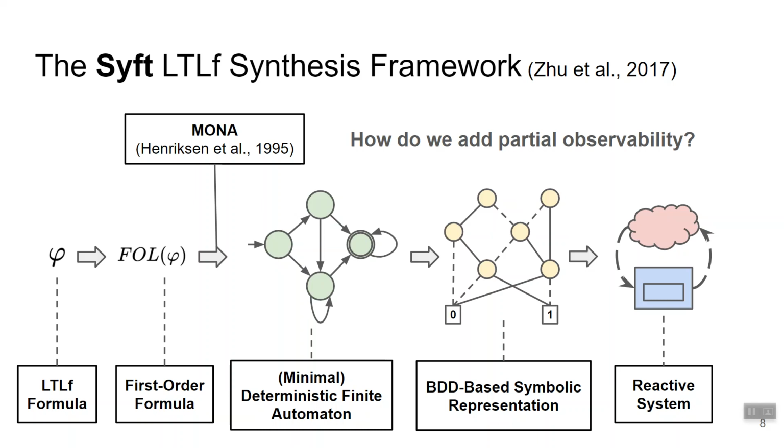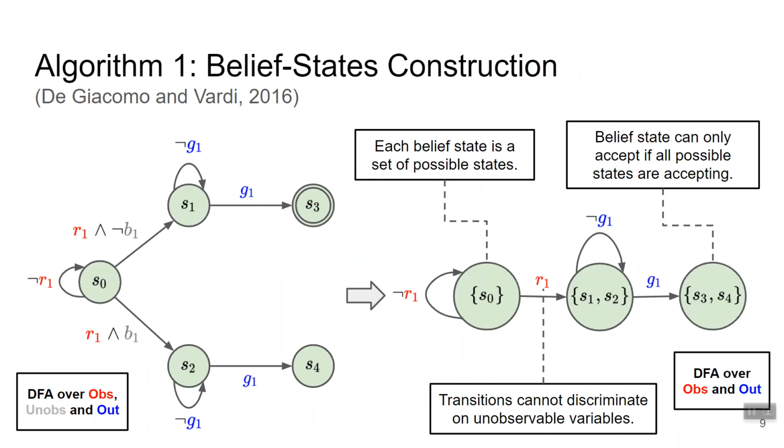The question now is how to add partial observability to this pipeline. But before I can answer this question, I'll first go through the two algorithms proposed by Giacomo and Vardi.